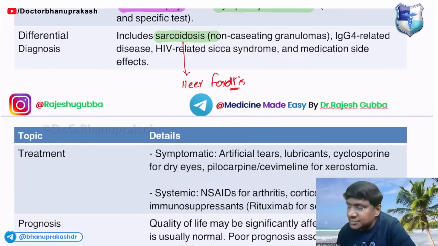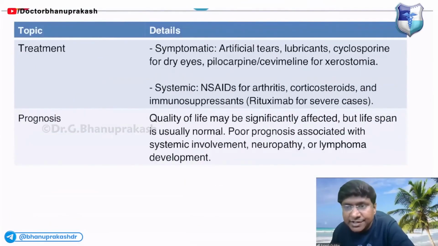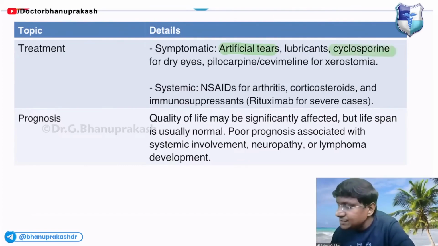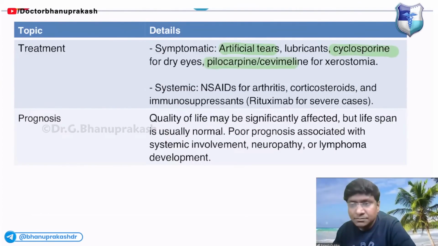Then how do you treat these patients with Sjogren syndrome? The treatment is symptomatic, where you need to give artificial tears for dry eyes as well as lubricants. And for dry eyes, you need to give cyclosporin as well, that can suppress the immune reactivity. And next is for xerostomia, where there is dry mouth. For dry mouth, you need to give pilocarpine or cevimeline.